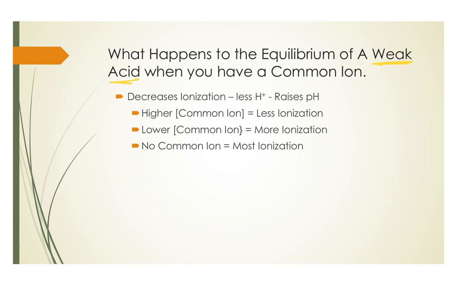In the equilibrium of a weak acid, if we have a common ion, it's going to decrease ionization. So if we're talking about a weak acid, that means we're going to be making less H+, and so the pH is going to be higher. It's not going to be as acidic as we would have expected. The higher the concentration of a common ion, the less ionization there is. The lower the concentration of the common ion, the more ionization we have. If there is no common ion, then it will ionize fully to its Ka potential.